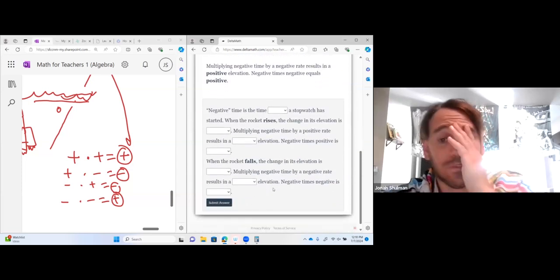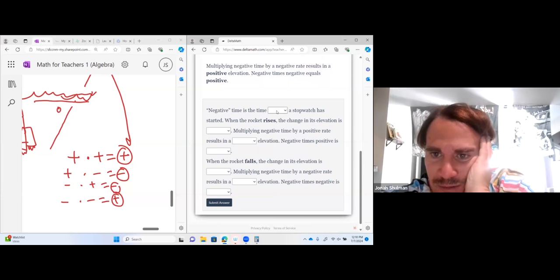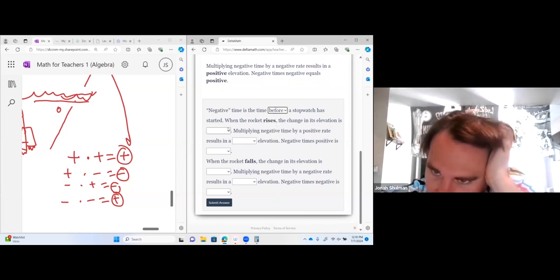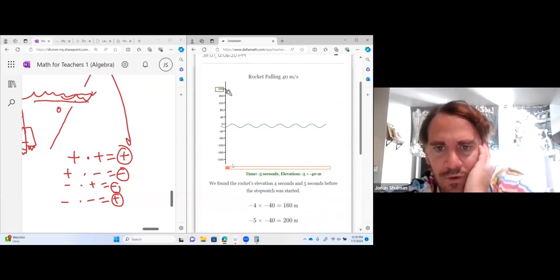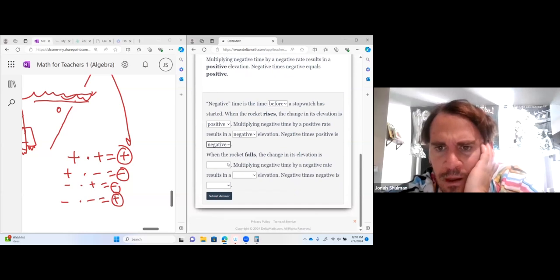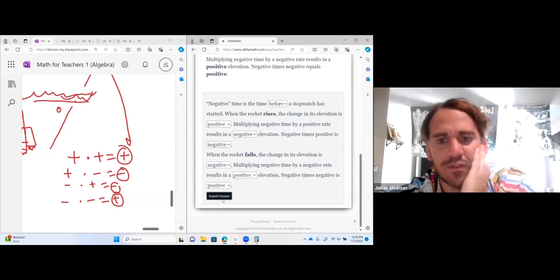All right, let's answer the crazy one. So negative time is the time before the stopwatch has started. When the rocket rises, the change in its elevation is positive. Multiplying a negative by a positive results in a negative elevation. Negative times positive is negative. When the rocket's falling, the change in elevation is negative. Multiplying a negative time by a negative results in a positive elevation. So negative times negative is positive.